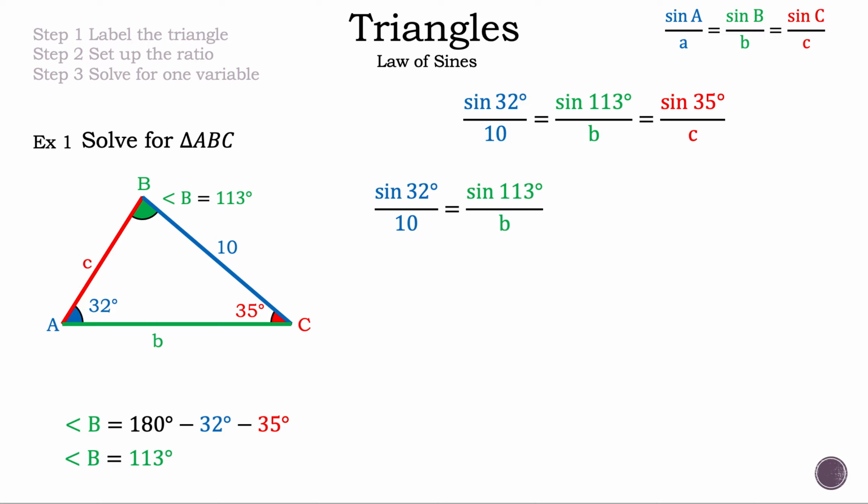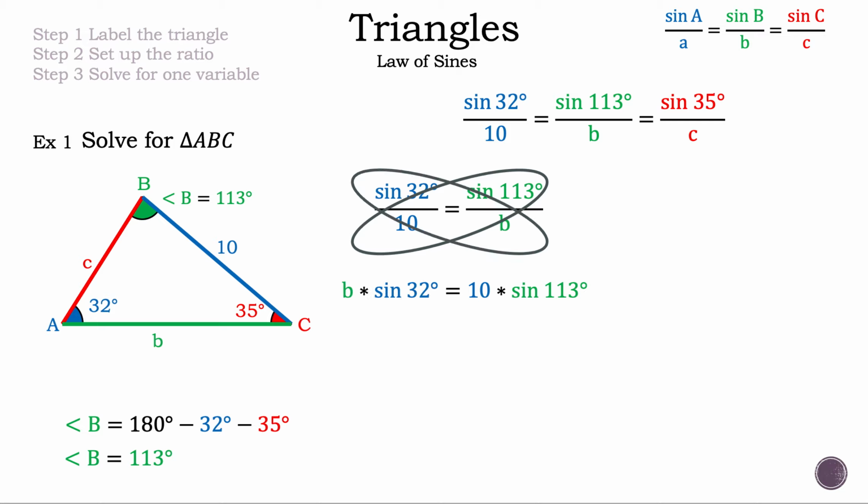And now we're going to do the butterfly method of multiplication to help us with solving for side B. Now we're going to multiply this oval first, sine of 32 degrees times B, because that is the oval with the variable. And now we're going to multiply the other oval, 10 times sine of 113 degrees. And now let's go ahead and put the other side back. Now we have B times sine of 32 degrees is equal to 10 times sine of 113 degrees. We need to solve for B, so we need to get B by itself.